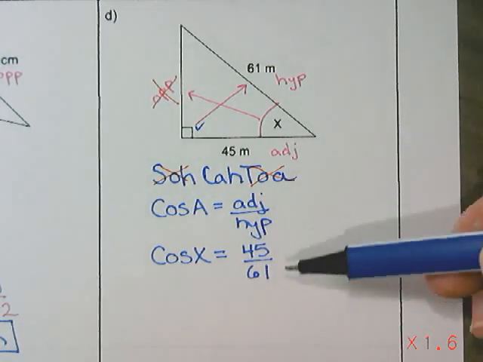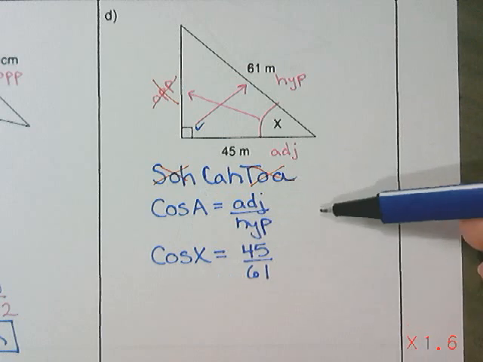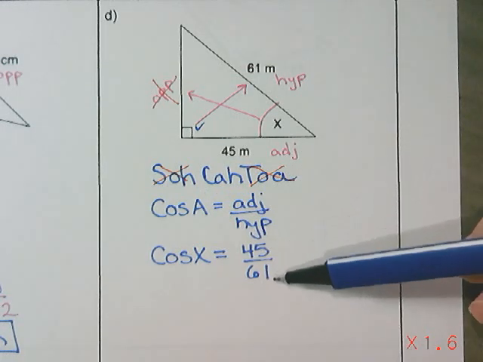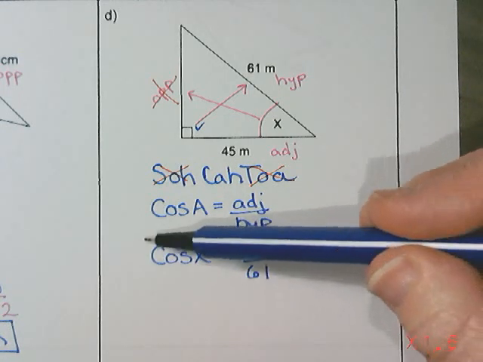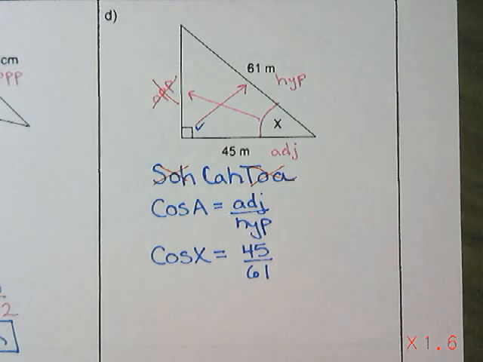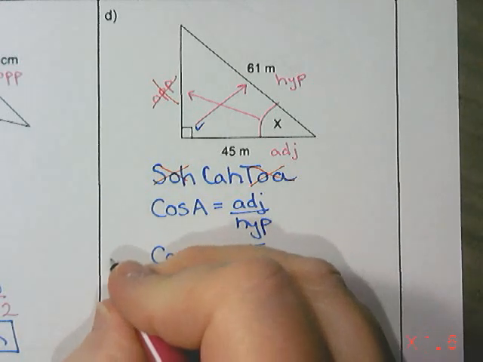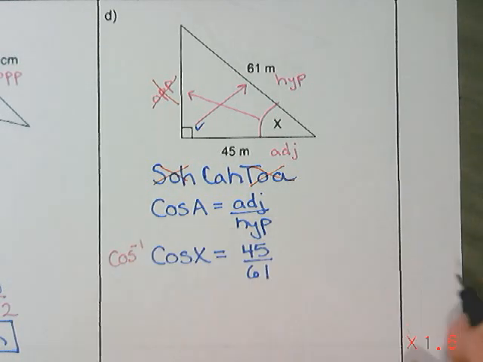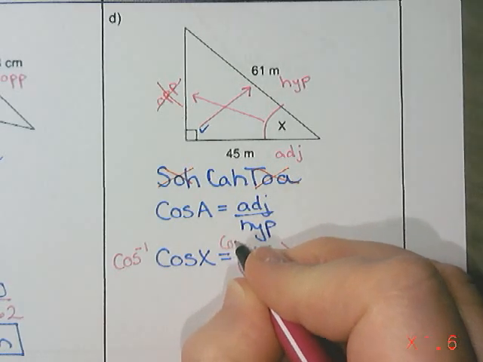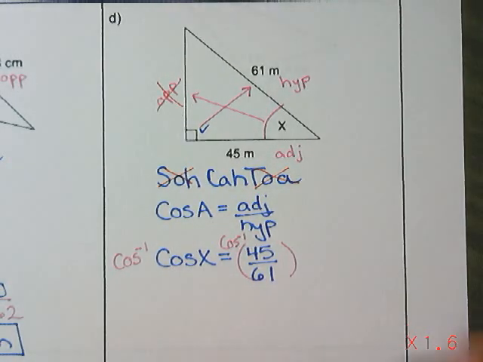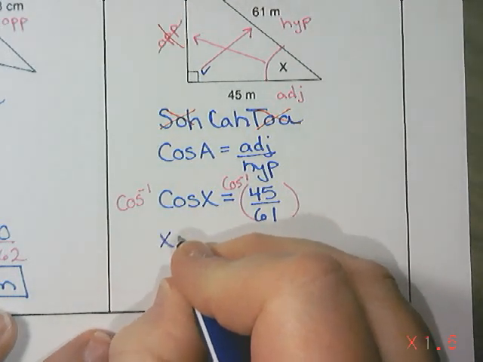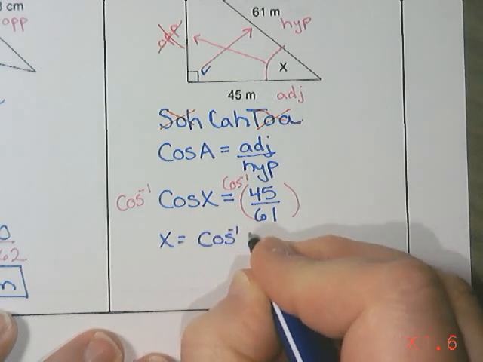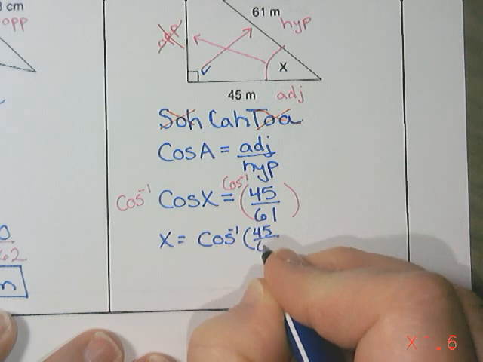Now, in the previous questions, when I had a fraction, I cross-multiplied. But X is not part of the fraction this time. X is part of this other side that has the cosine. So all I really need to do is find a way to eliminate a cosine. The opposite operation of a cosine is the inverse cosine. So we are going to do the inverse cosine of both sides to eliminate that cosine. And I will be left with X equals the inverse cosine of 45 over 61.